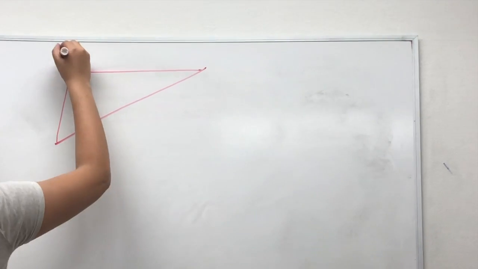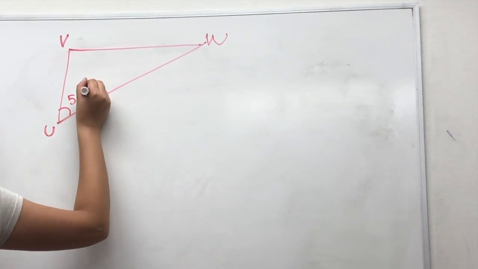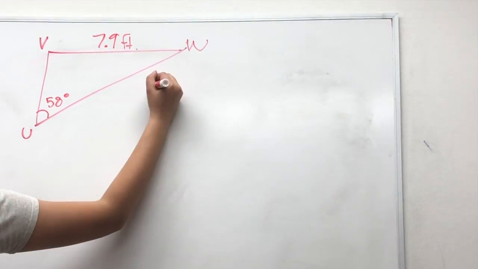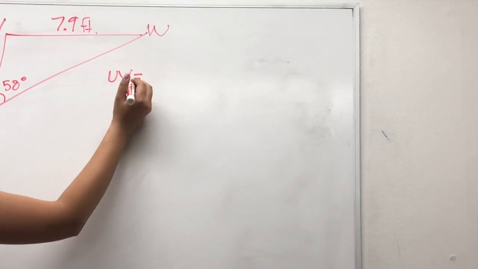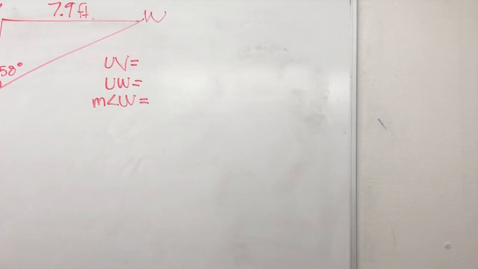Let's do one last example problem. So we have a right triangle labeled V, W, and U with an angle of 58 degrees and a side of 7.9 feet. So what we have to find is the length of UV, the length of UW, and the measure of angle W.